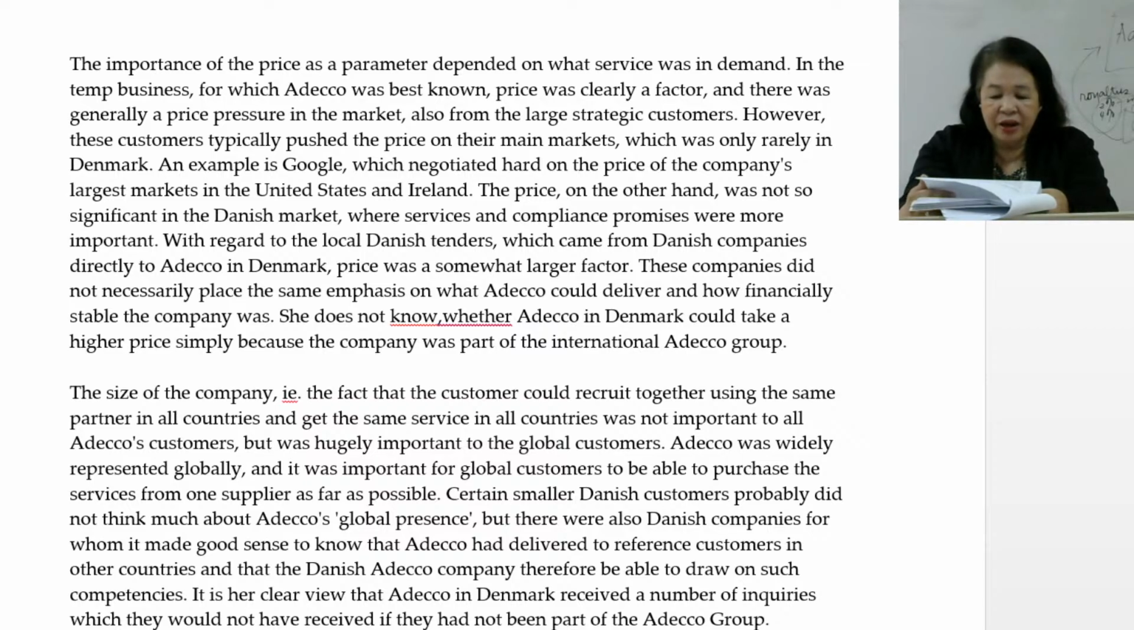So the price, on the other hand, was not so significant in the Danish market, where services and compliance promises were more important. With regard to the local Danish tenders which came from Danish companies directly to Adecco in Denmark, price was a somewhat larger factor. These companies did not necessarily place the same emphasis on what Adecco could deliver and how financially stable the company was. She does not know whether Adecco in Denmark could take a higher price simply because the company was part of the international Adecco group.